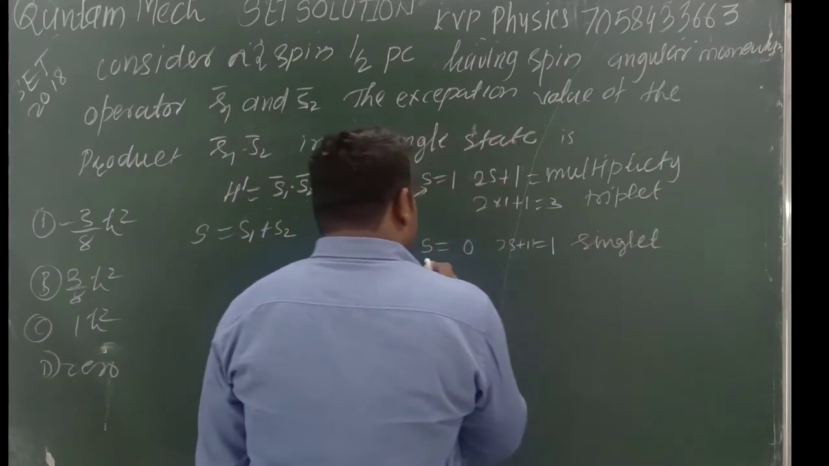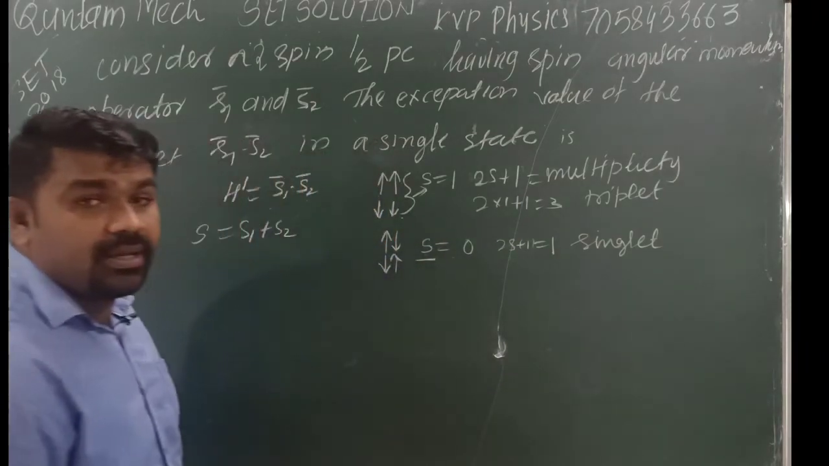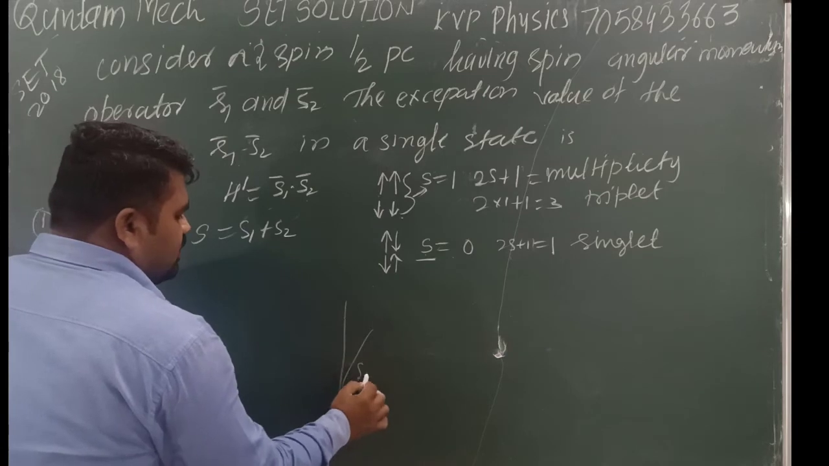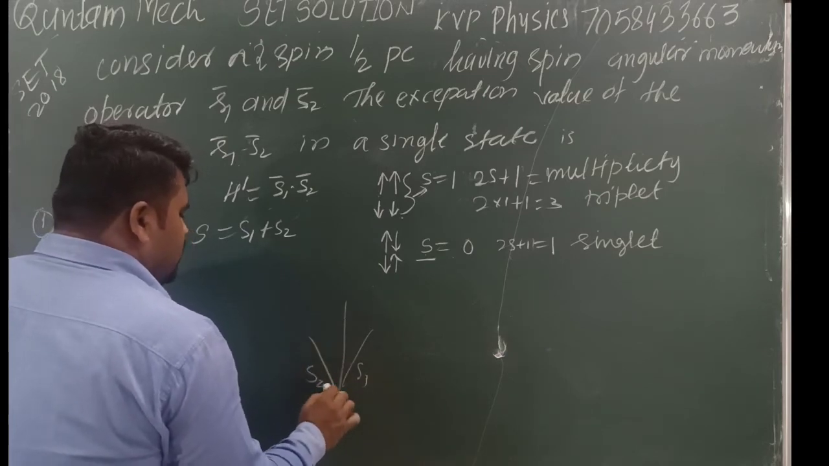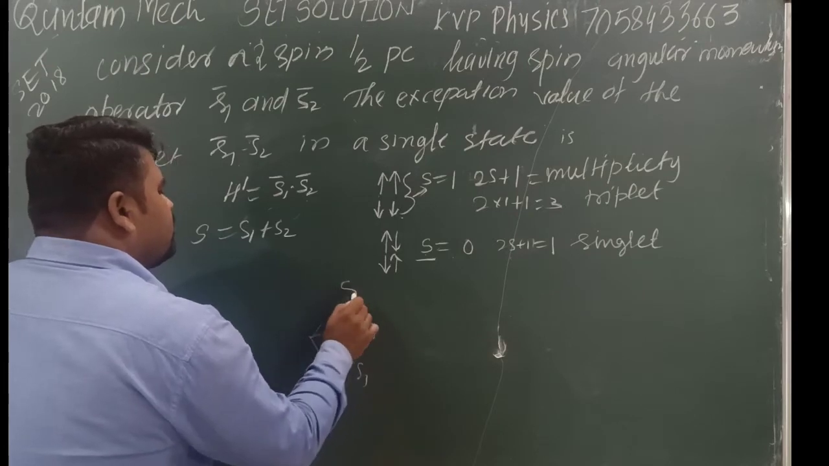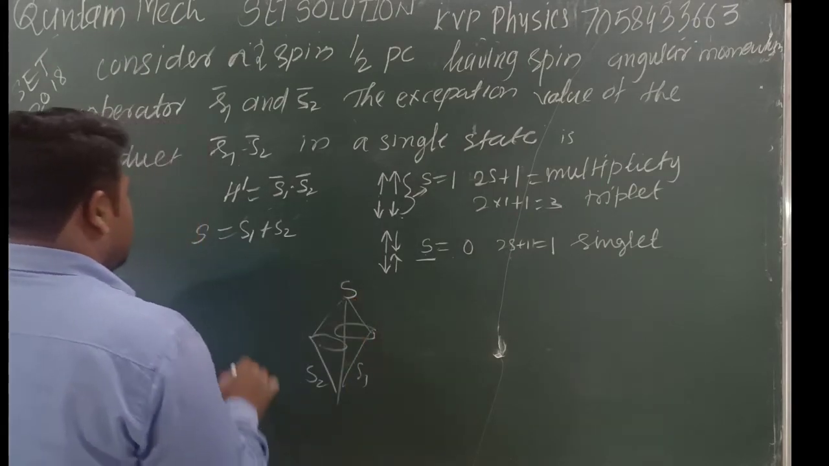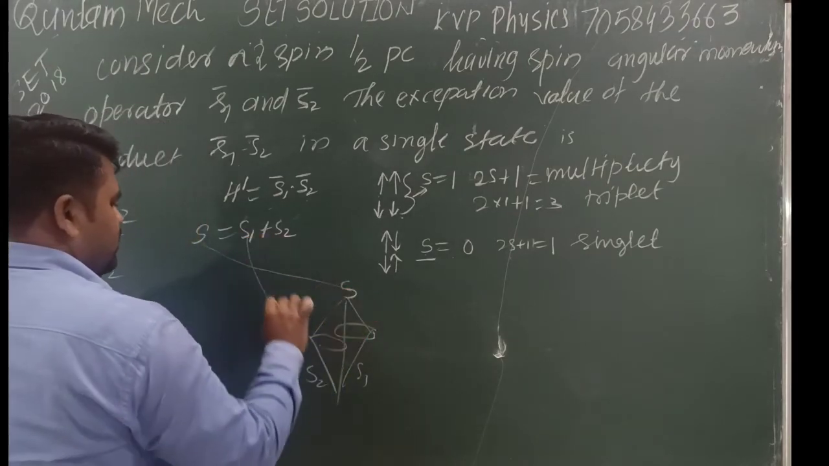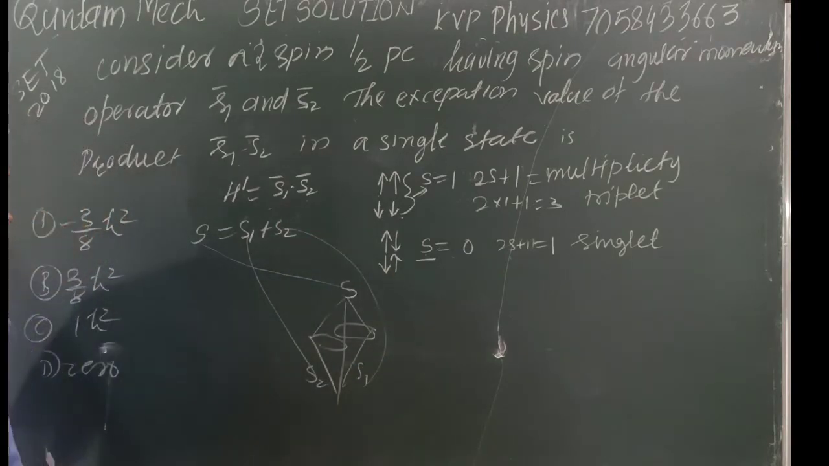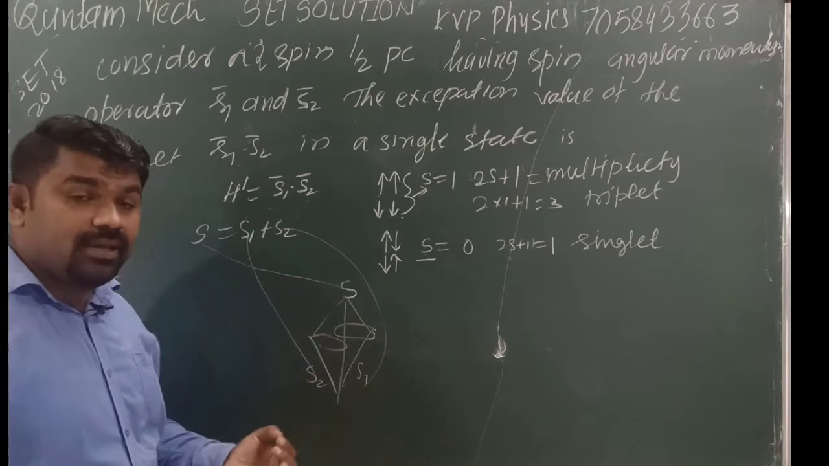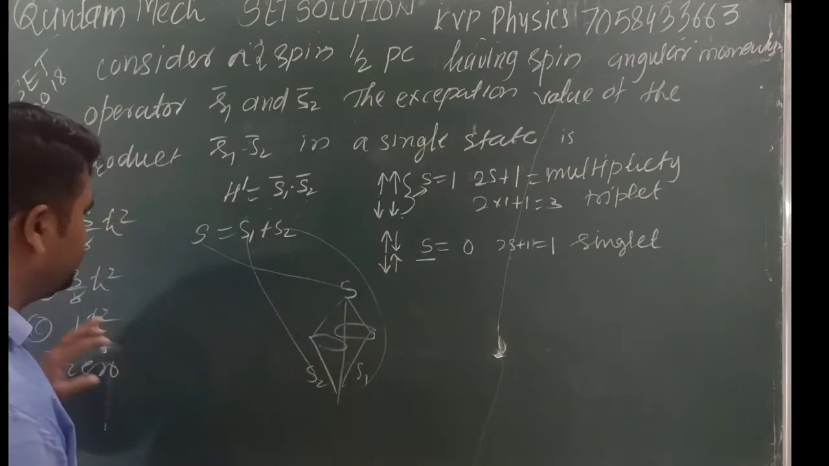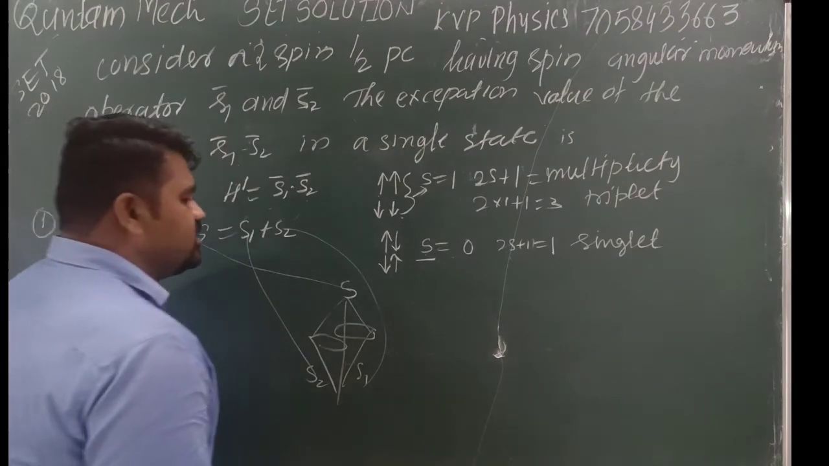Got it? This one is the resultant S. This one is not a particular S. Got it? This is S1. This is S2. And what is the resultant of this one? The resultant of this is equal to capital S. Got it? Capital S means this one. S1 means this. S2. Got it? Now the given system is a singlet. Singlet means S is equal to 0. We know that S is equal to S1 plus S2.